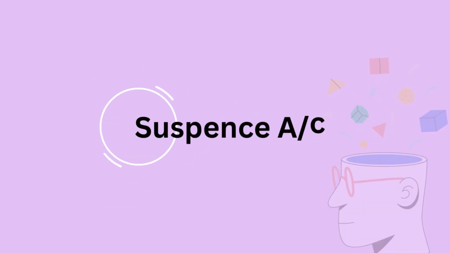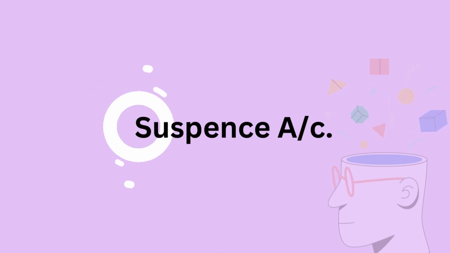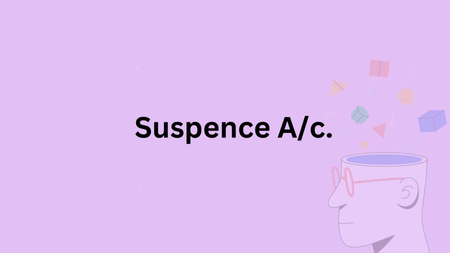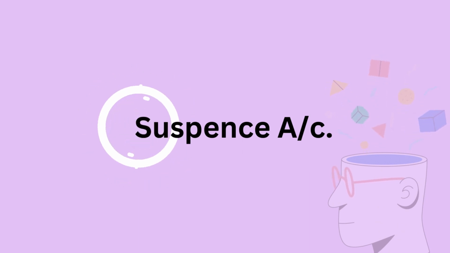Now the next part. What is suspense account? Sometimes the accountants cannot perform the trial balance correctly, and that is why there is a difference between debit and credit. We need to redo the trial balance.